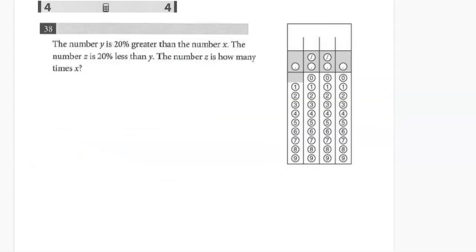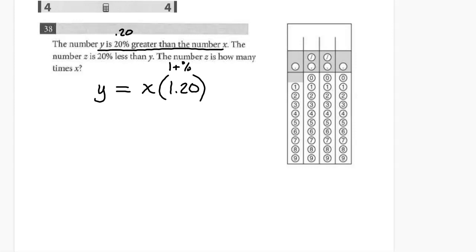Number 38, last problem on this test, says the number y is 20% greater than x. So I'm going to translate that into an equation. So y is 20% greater than x. Well, whatever x is, we need to make it 20% bigger. So 1.20 would be a growth, and I use this kind of situation a lot, where it's 1 plus the percentage when you're growing. And 20%, remember, is 0.20.